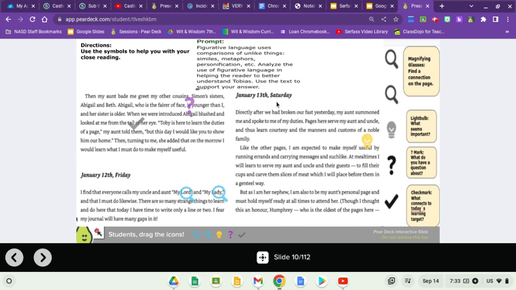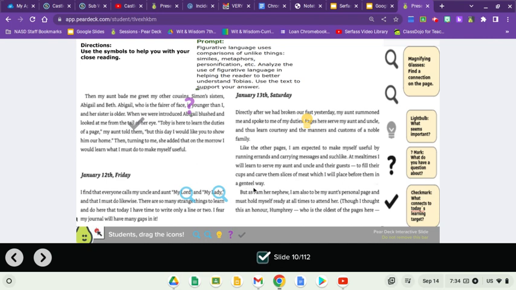January 13th, Saturday. Directly after we had broken our fast yesterday, my aunt summoned me and my uncle to me of my duties. Pages here serve my aunt and uncle, and thus learn courtesy and manners and customs of a noble family. Well, that's what Toby's going to be doing the whole time, so I'm going to put that on top of pages, right? Like other pages, I'm expected to make myself useful, running errands and carrying messages and such like, and at meal times I'll learn to serve my aunt and uncle and their guests, to fill their cups and carve them slices of meat, which I will place before them in a genteel way.